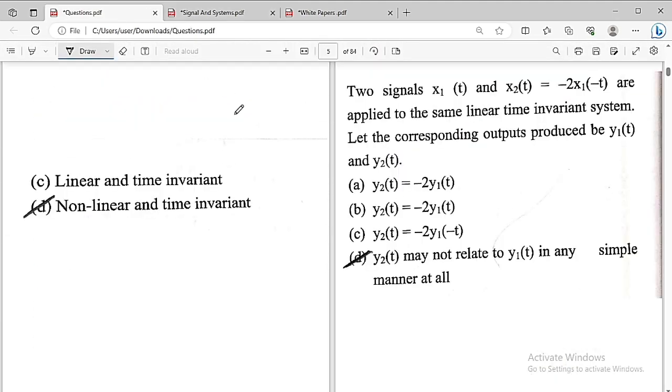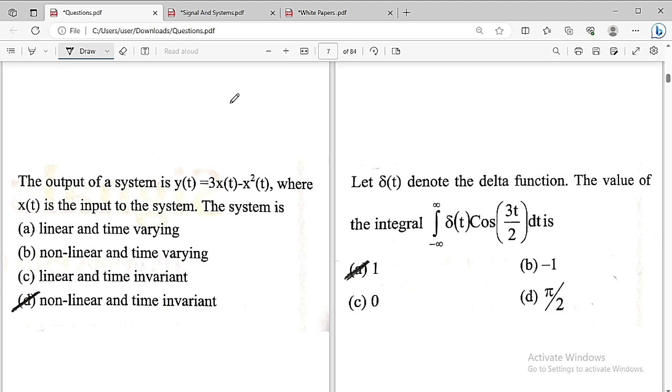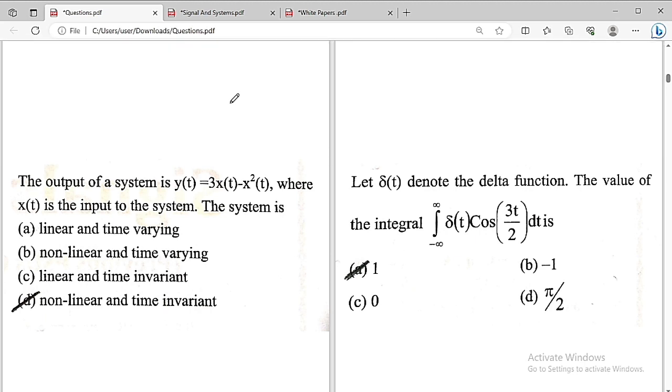Now we are going to solve the other question. The output of a system is y of t is equal to 3 into x of t minus x square of t, where x of t is the input to the system. So they are given some system, with input x of t and output y of t equal to 3 into x of t minus x square of t, and we need to figure out the type of system.